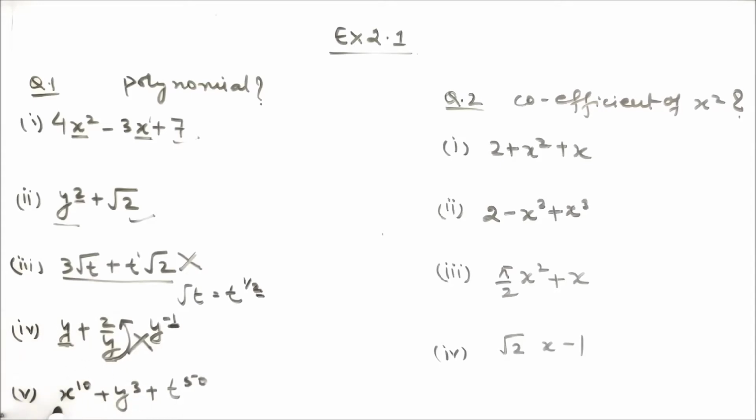Coming back to the last one, we can see three variables are there having the power in whole number. So this is a polynomial but in three variables, okay? We have to search for the polynomial in one variable. So this is also not a polynomial in one variable. So only the first two are correct, okay?